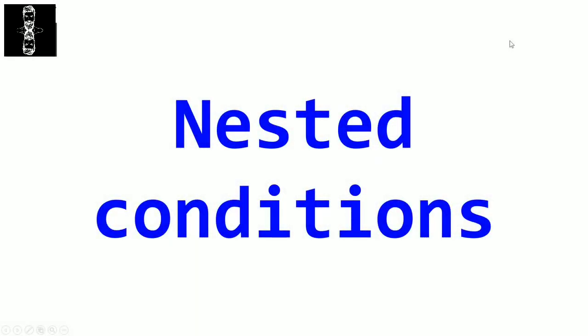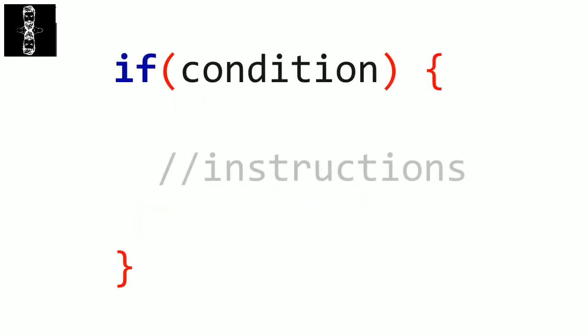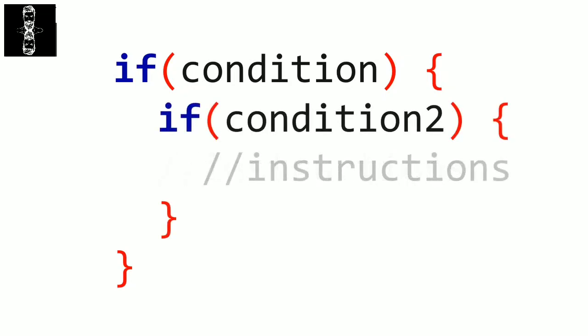Welcome to this video where we will see the nested conditions. In previous videos, we said that the if statement has a body, and inside we write the instructions that will be executed if the condition is true. But what if in those instructions we put another if statement like this? This is what we call nested conditions. Let's directly see an example.